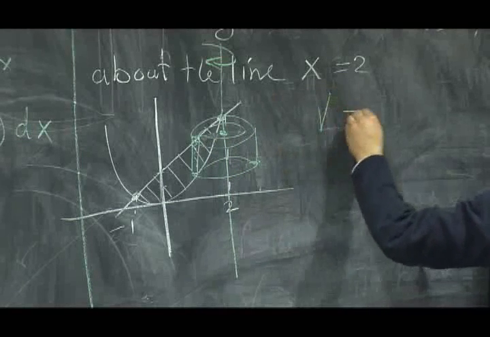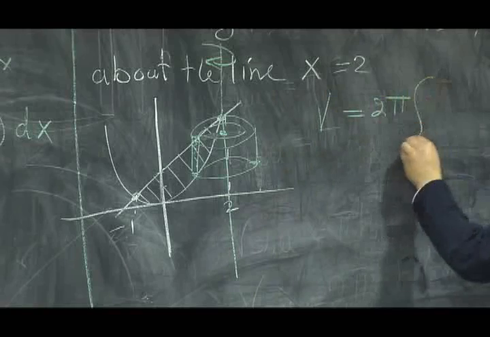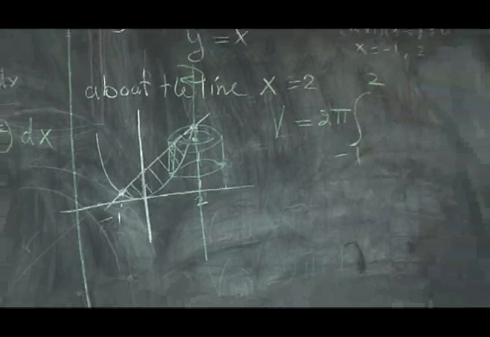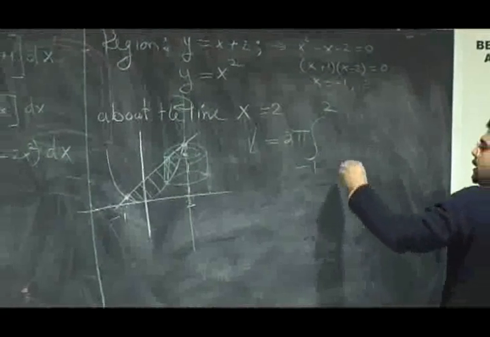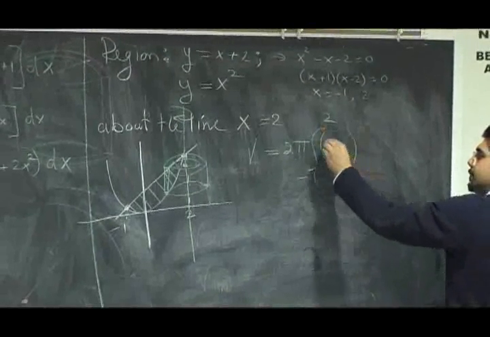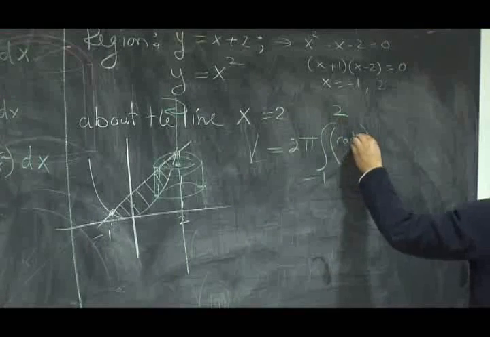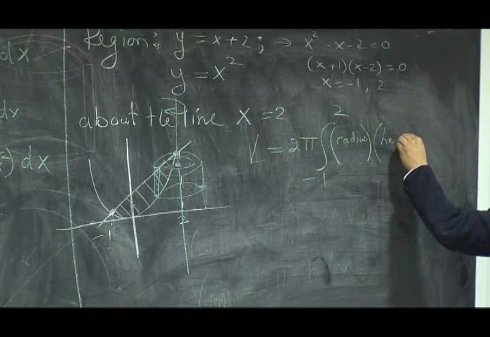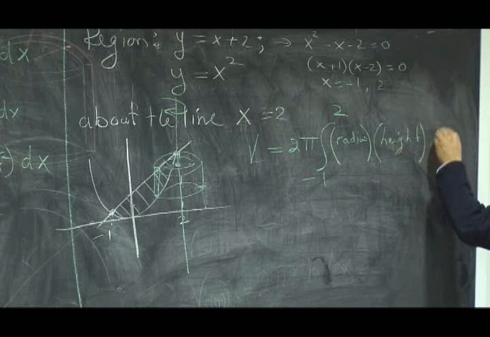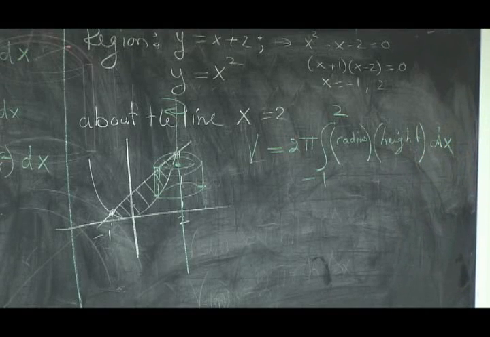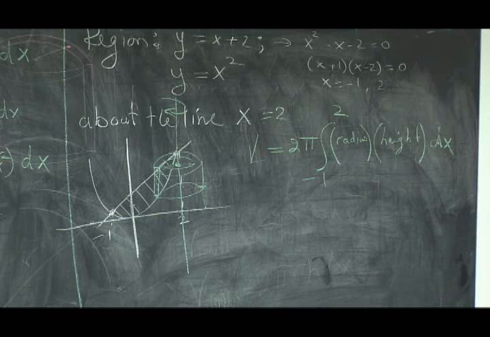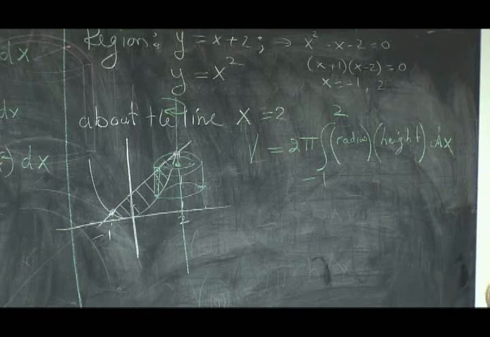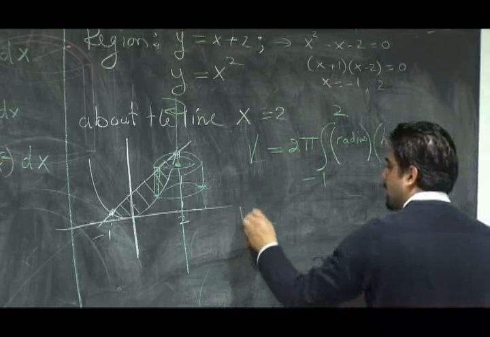So the volume is equal to 2 pi integral from negative 1 to 2, right? What do we put here? Put the radius times dx, right? R H dx. I told you that formula only works if you're revolving about the y-axis. But this is some other line, so we have to figure it out. Okay, but it can't be too difficult.